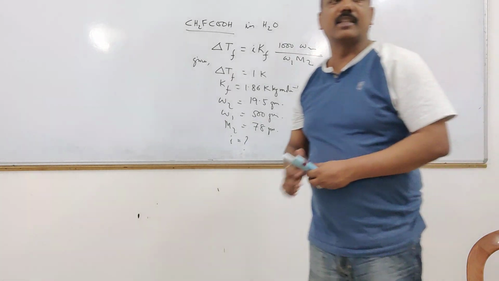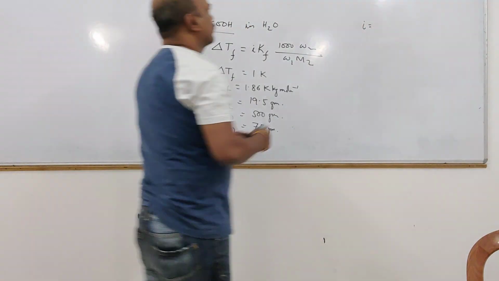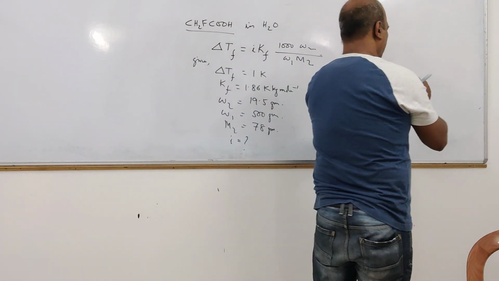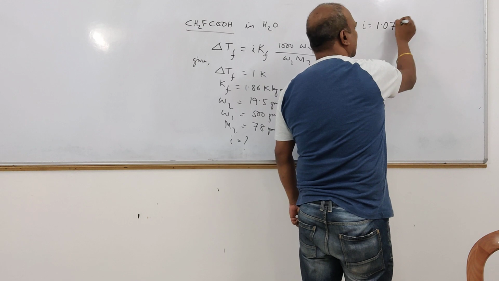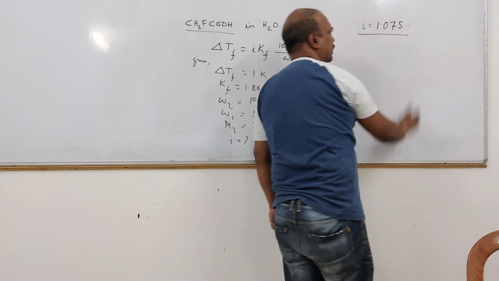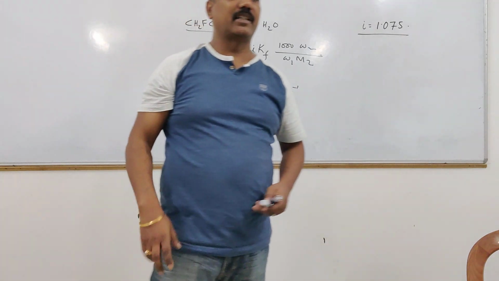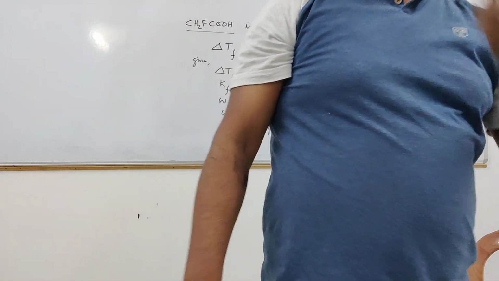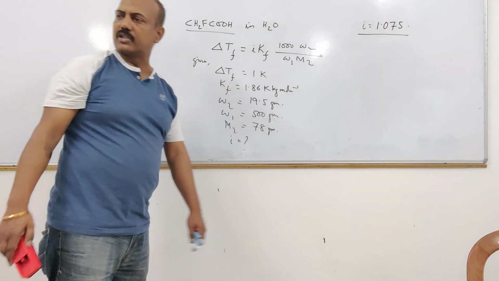Okay, so I am accepting this value. So i is equal to, I am taking it as 1.075. I hope that she has done it correctly, because there is nothing to do wrong over here. That's i, the value of the van't Hoff factor. That's the first part of the question. But the second part of the question is that you have to find out the degree of dissociation, right?